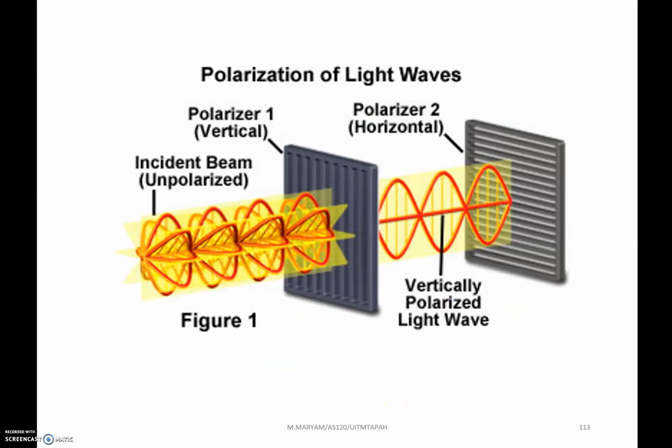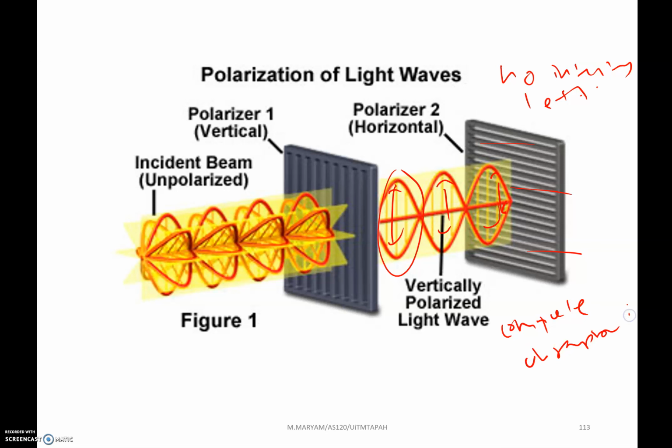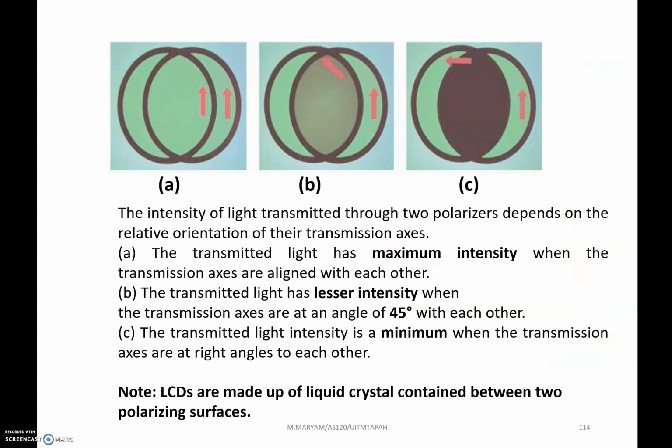Alright, so this is another example. Polarizer 1 has a vertical slit, so only the vertical component will pass through. As you can see here, this is the vertical component. Once it passes through the second polarizer, which is horizontal, it will not pass through at all, meaning there will be no intensity left. This is called complete absorption, meaning light is fully polarized.